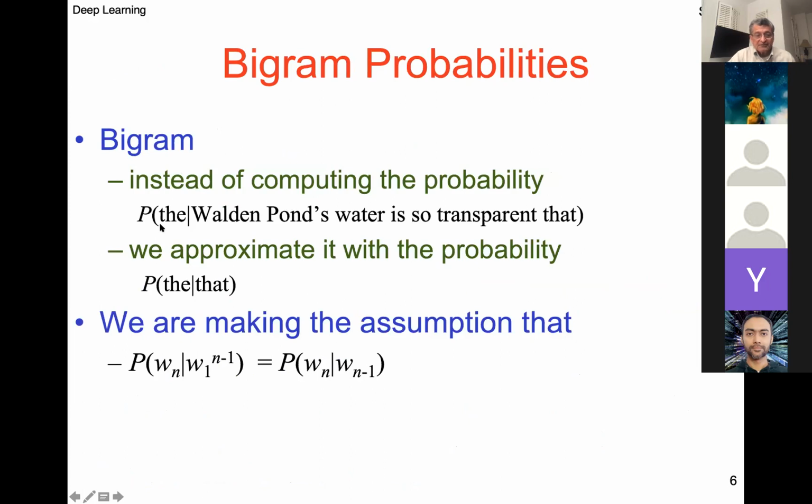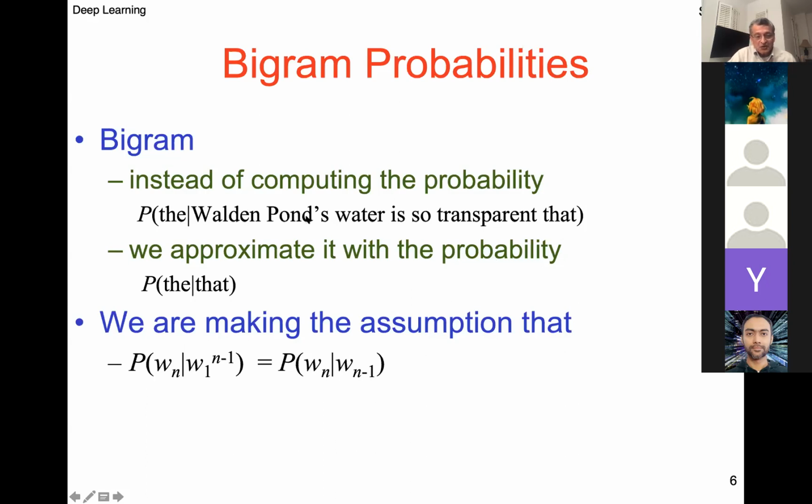Supposing the sentence was "Walden Pond's water is so transparent that". What is the probability of the next word after this? I don't know if you know about Walden Pond. It's a famous piece of work by Henry David Thoreau, a writer from New England in the 1800s, and he spent some time near a pond of water in the wilderness. So anyway, given "Walden Pond's water is so transparent that", that's what we want. What's the probability of "the"?